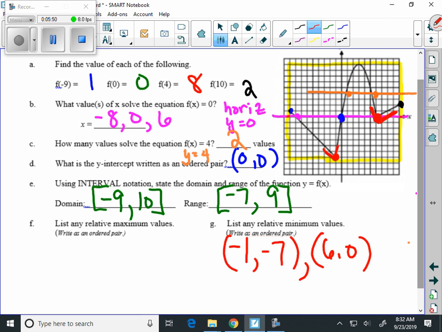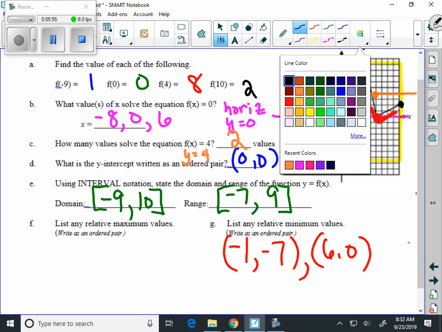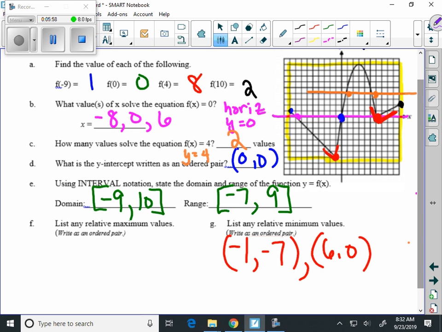The relative maximum is going to be at this point right there. And that value, that ordered pair, is 3 and 1, 2, 3, 4, 5, 6, 7, 8, 9. It's the only relative maximum. It is at a peak here.